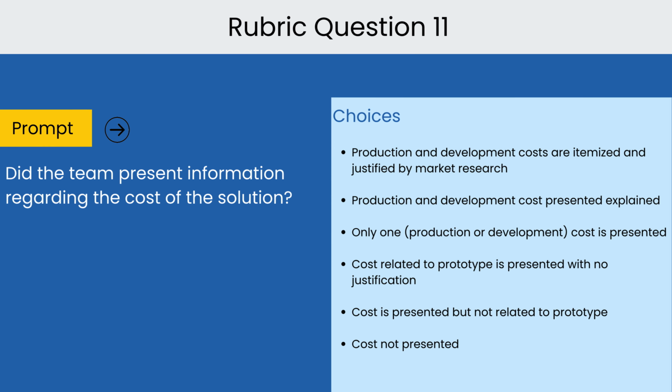Question 11 references cost. Teams are expected to numerically cite the cost of their prototype, as well as the potential retail price for their product if they were to move beyond the prototype stage of development. An exemplary project will itemize the cost of the prototype and justify the market price.